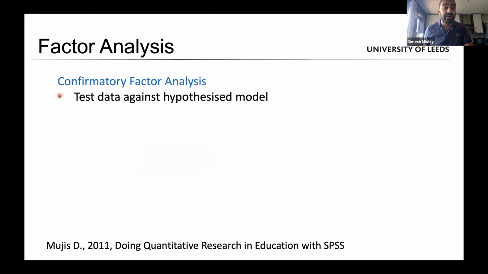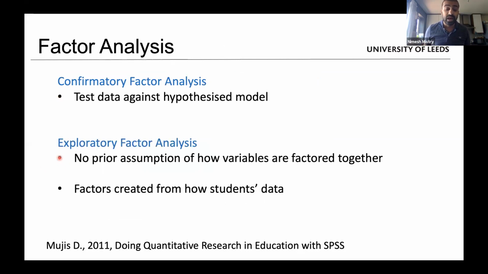So there are two types of factor analysis, or certainly two types that I'm aware of. The first type is called confirmatory factor analysis, where you create the factors that you expected the survey items to come under, and then you take the students' data and test it against this hypothesized model. Or there's exploratory factor analysis, where you make no prior assumption about how the items are factored together. You input the students' data and see what factors are created. So you see whether the factors created align with your survey design, or whether new factors are created.